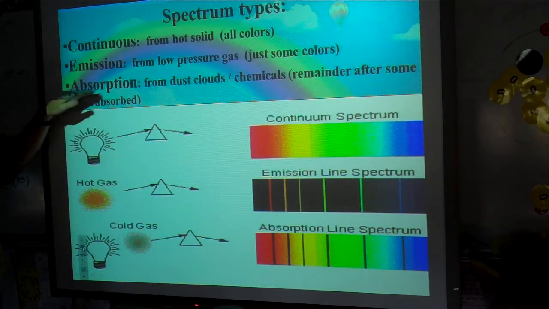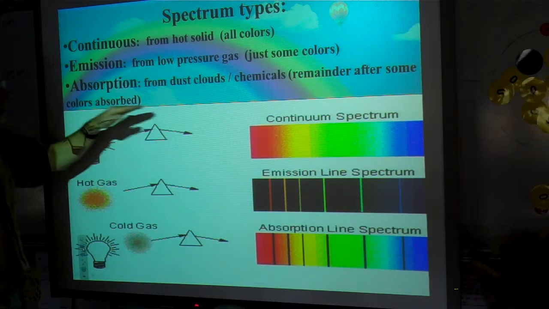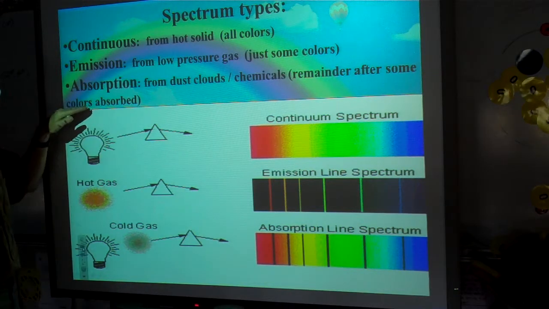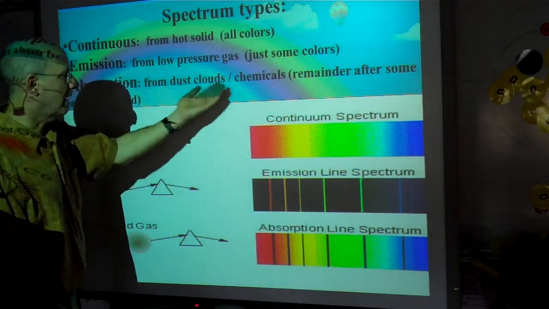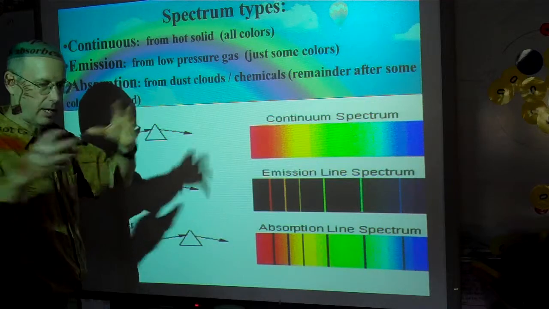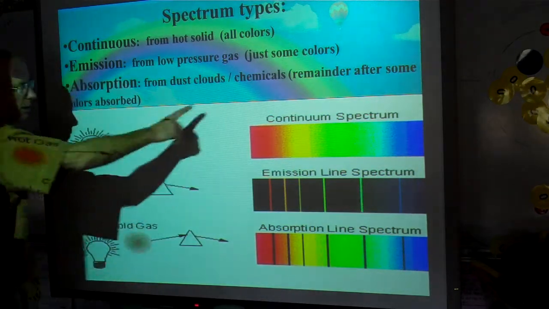And then absorption spectrum, or absorption spectra, and that means that some of the colors are absorbed. They don't make it through. And often we're talking about dust clouds or chemicals around stars that absorb some of the colors. Let's look at them right here.